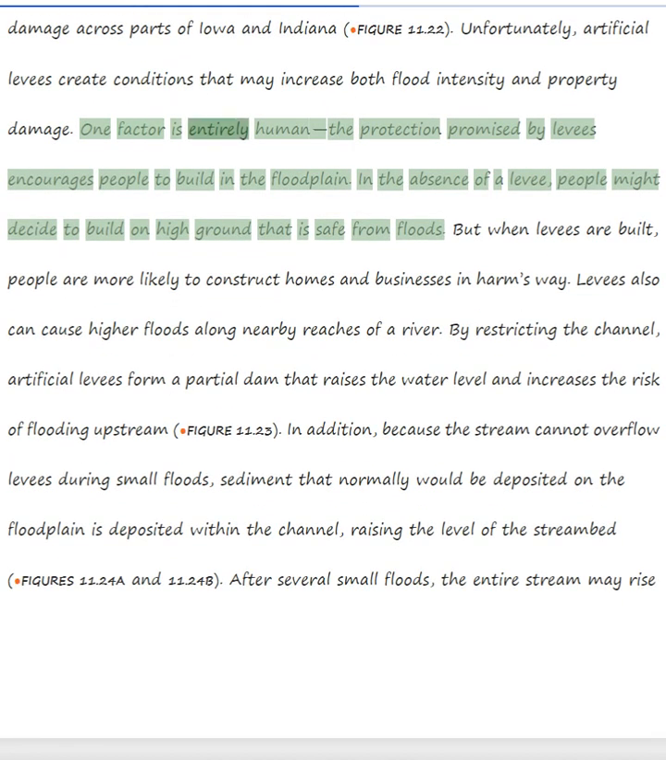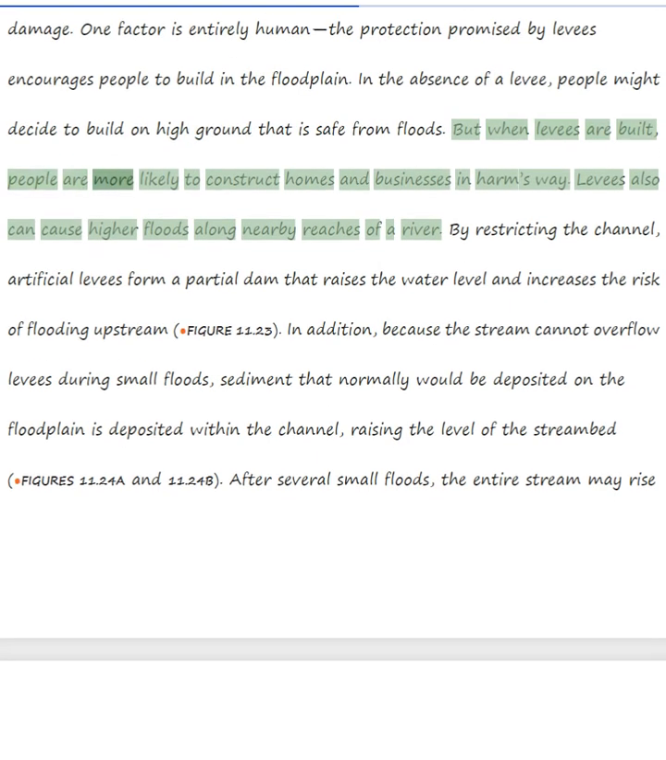One factor is entirely human. The protection promised by levees encourages people to build in the floodplain. In the absence of a levee, people might decide to build on high ground that is safe from floods. But when levees are built, people are more likely to construct homes and businesses in harm's way.